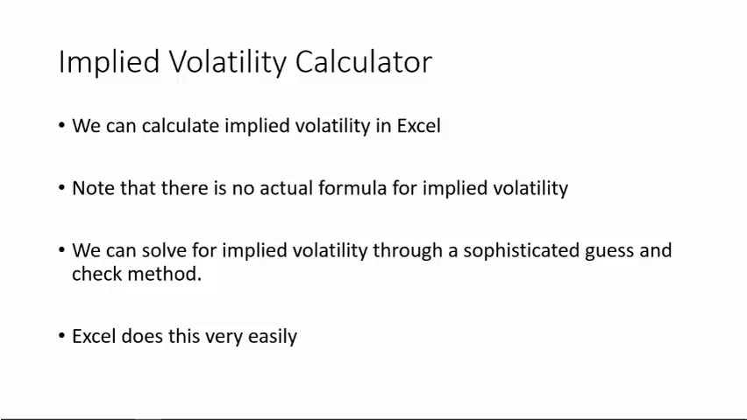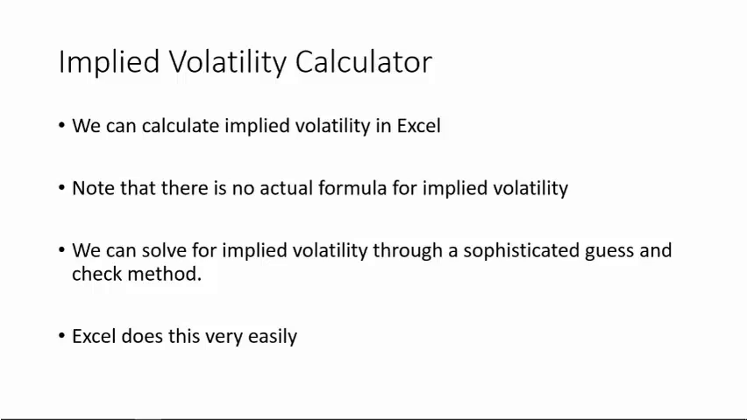Because option prices and volatility move in the same direction, to find implied volatility you actually have to try different values of volatility using the Black-Scholes formula, and keep doing that until you get the option price that's the current market price. Okay? So this is called guess and check. We guess the value, we see if it works. If it doesn't work, we try another value, and so on.